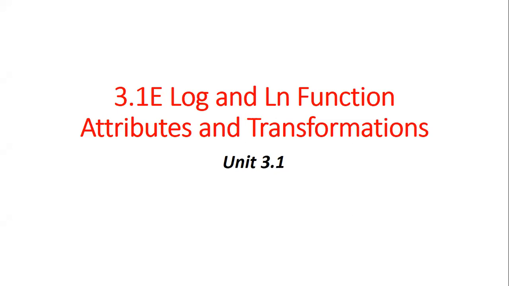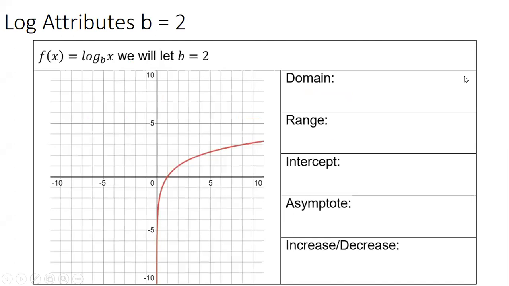Okay. All right. Up first, we have log attributes of the given function when b equals 2. Okay, so normally any log is log base b of x. In order to graph, b has to have a value. Okay, so we have graphed here log base 2 of x. That's what we're analyzing, log base 2 of x.